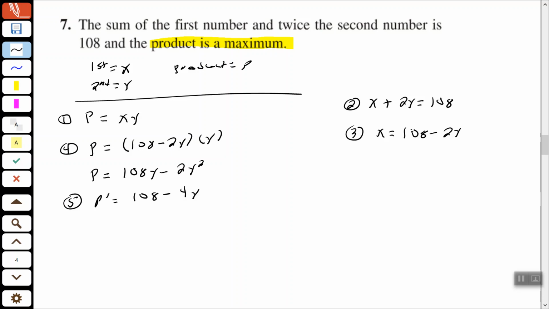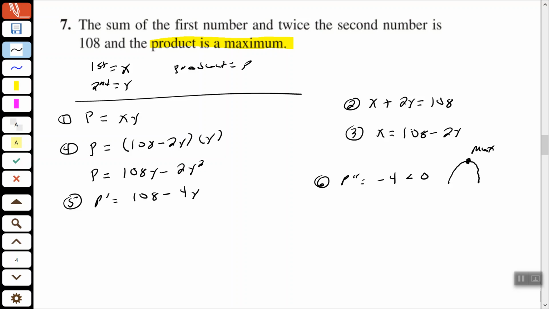Let's go ahead and find our second derivative, and we're still looking for two positive numbers in this exercise. So the second derivative is -4, which is less than 0. And since -4 is less than 0, we know that this is concave downward, which will give us a maximum at whatever point that we find.